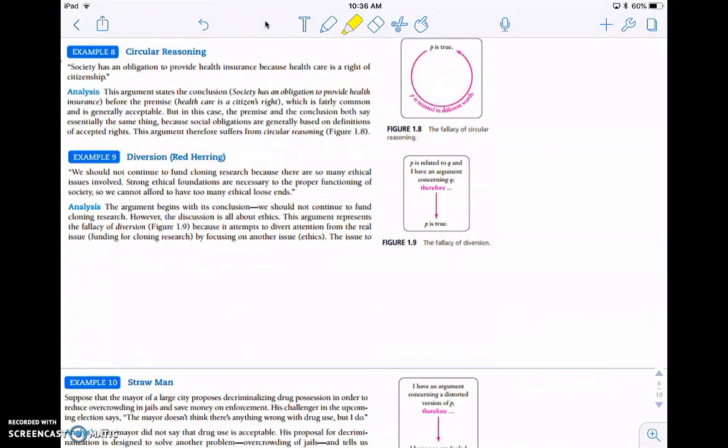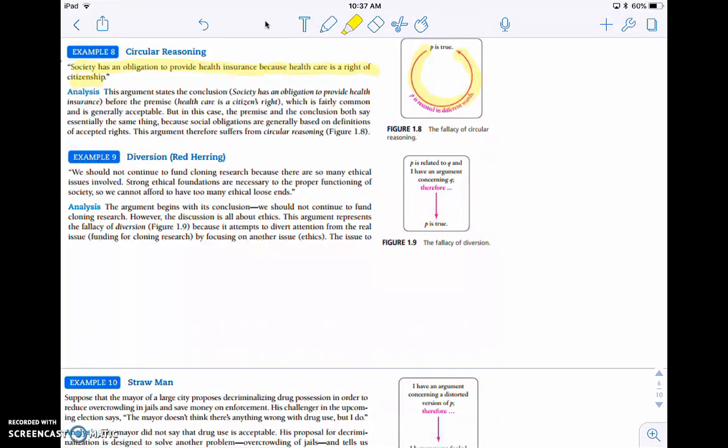Okay, next one, circular reasoning, kind of explains itself. Here's an example: society has an obligation to provide health insurance. So we're talking about society, its obligation to provide health insurance, and then we say because health care is a right of citizenship. In this one, we're just restating in different words what we've already stated in the beginning. So circular reasoning is basically start and end in the same place and don't get anywhere.